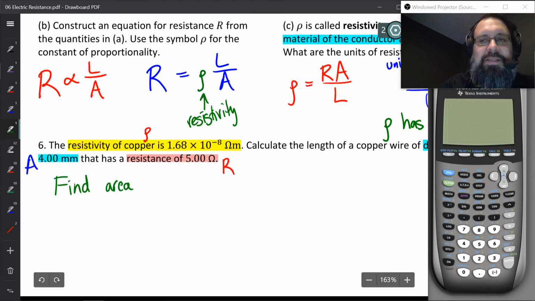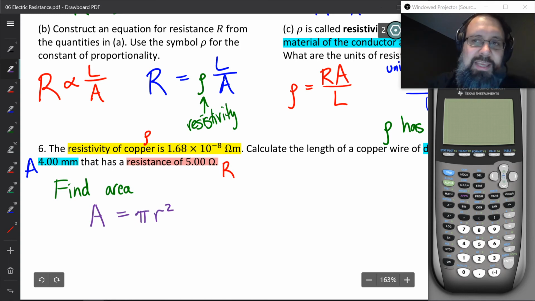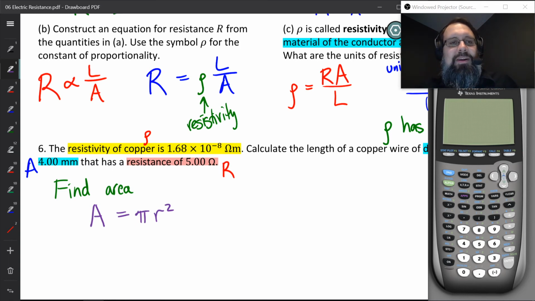All right, so the first thing is we know that the area of a wire, area is pi r squared. But it didn't give us r, it gave us the diameter. So given that the diameter is 4 millimeters, what would the radius be?